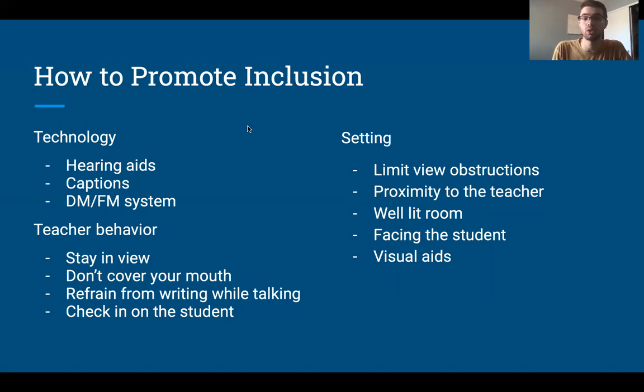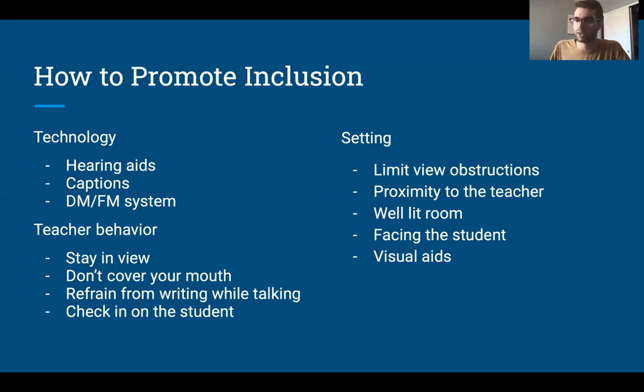Teacher behavior. So one of the biggest things a teacher can do to educate students with a hearing loss is staying in view, providing face-to-face communication. Don't cover your mouth, because facial cues and lip reading are another way that students can pick up on what someone's saying. Refrain from writing while talking, because this makes it difficult for the interpreter to translate what the teacher is saying as well as what is being written on the board. And check in on the student, make sure they understand what's happening during the lecture.